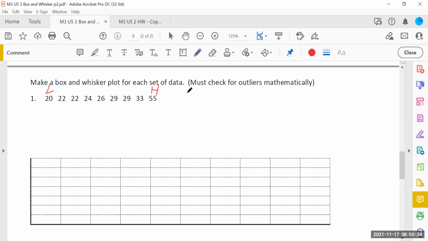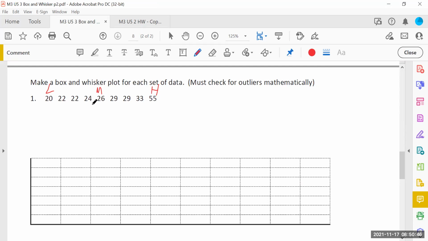So those are my ends. Now, 1, 2, 3, 4, 5, 6, 7, 8, 9. Okay, 9 terms. That's odd. I'm going to have a middle number. My middle number, my median, is 26. Does that make sense to everybody? That's my middle number.